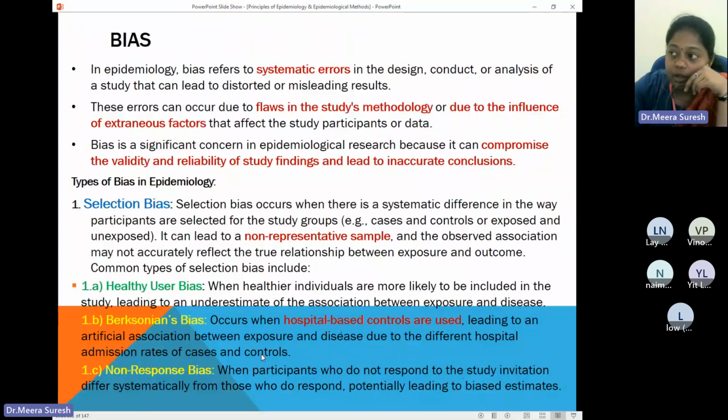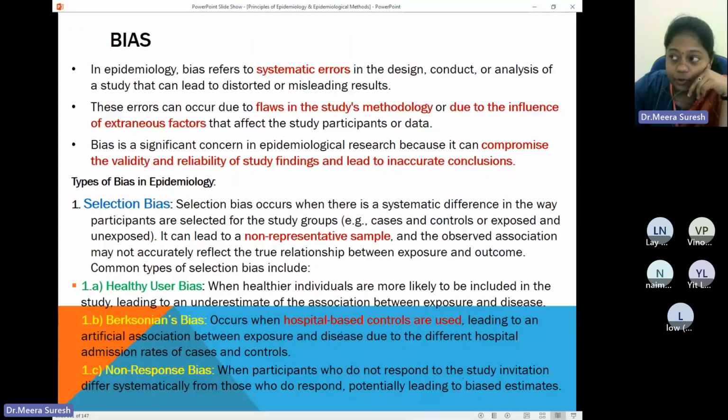So ultimately, all of these biases, the selection bias, mean it is not a true representative of the general population, but according to the situation where it is happening, the term changes. So if you are going to select the sample from the hospitals, because of the reasons I already told you, the socioeconomic factor, the severity of the diseases, the geographical pattern, this can't be applied to the general population. So such hospital-based controls can lead to Berksonian bias.